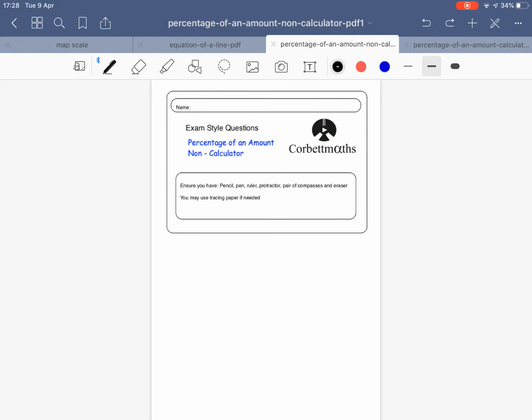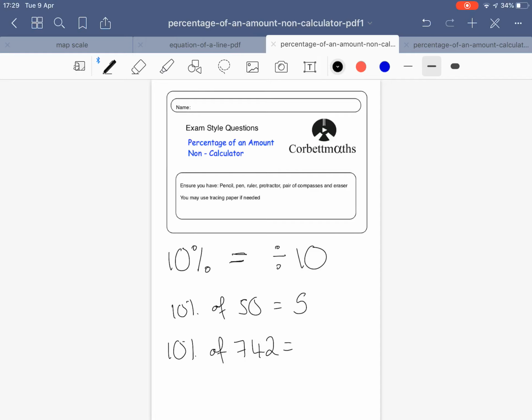Okay, this is a video on percentages of amounts using a non-calculator method. So the trick with percentage of amounts, the key percentage that you need to be able to find is 10%. 10% of a number is basically, the way you find it is you divide the number by 10. So if I was to find 10% of 50, I would just do 50 divided by 10, which is 5. If I was to do 10% of 742, I would just divide that by 10, which is 74.2.